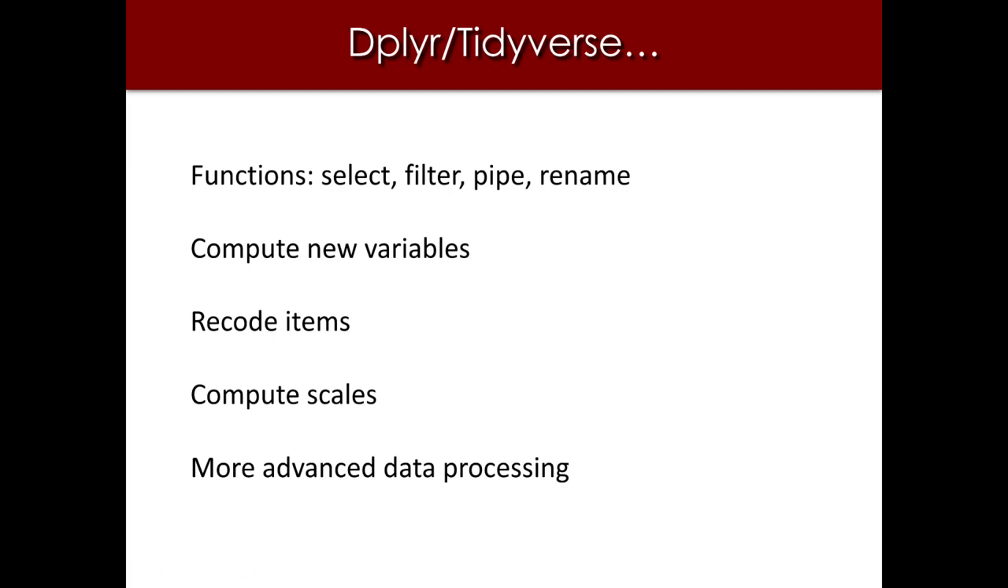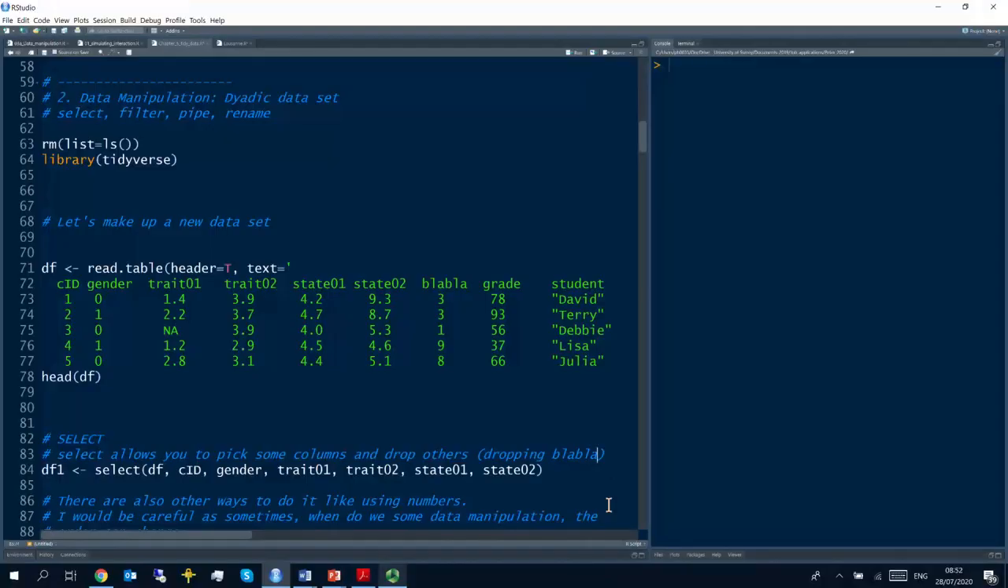Then we learn how to compute new variables, how to recode items, how to compute scales, and then put it all together where we look at more advanced data processing, how to deal with cross-sectional data sets or longitudinal data sets. Okay, let's have a look at select, filter, pipe and rename.